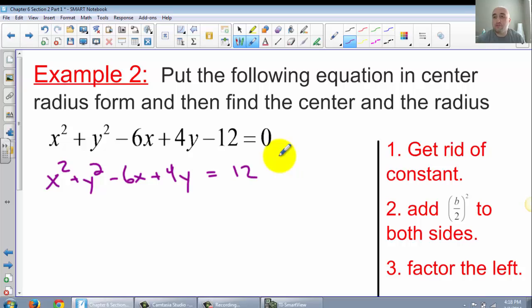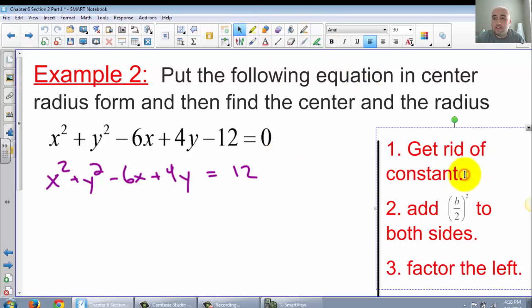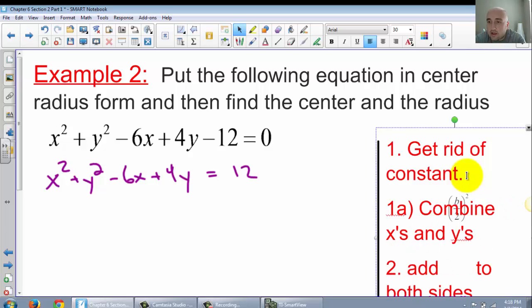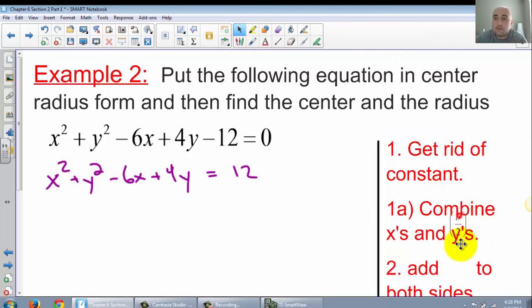Okay. Now I actually should probably add a step in here. Let me add one. I'll call this 1A. Combine x's and y's. Okay, so our step 2 is that we're going to combine our x's and our y's. So all that really means is we're going to rearrange it and put the x's with the x's.